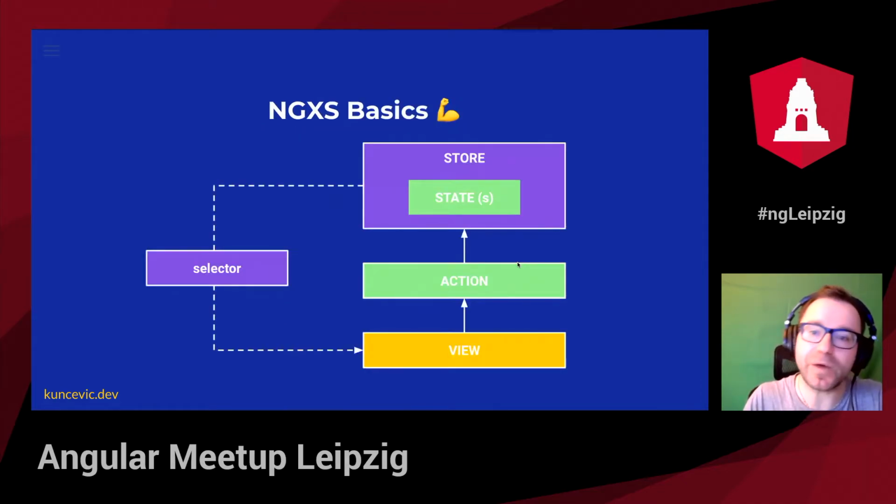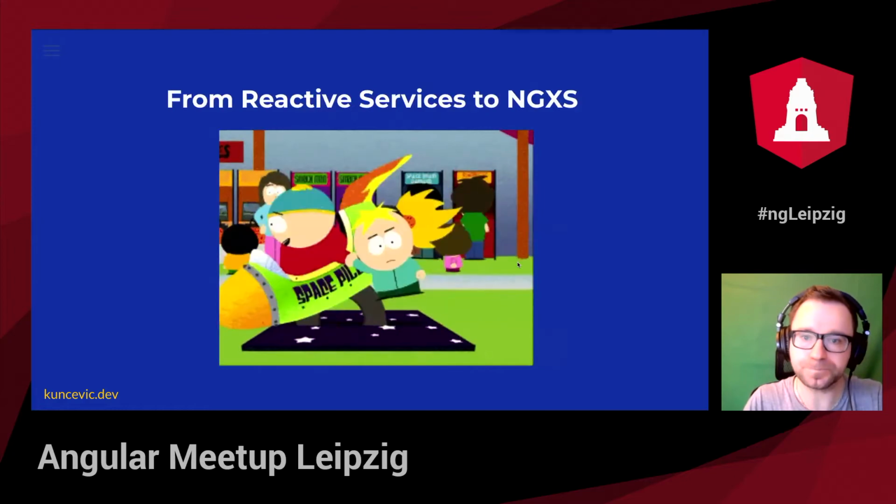NGXS provides you a global immutable data store. Components can dispatch actions to mutate the data. You can handle the actions once they are dispatched. You can select pieces of the stored data using selectors that expose the data in the form of observables. As you can see, NGXS gives you a predictable cycle, and it might be very beneficial to use NGXS in complex apps with a crazy data flow.